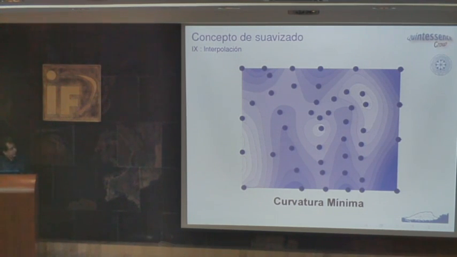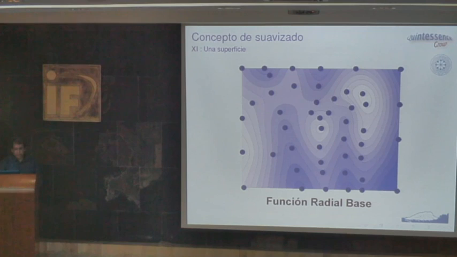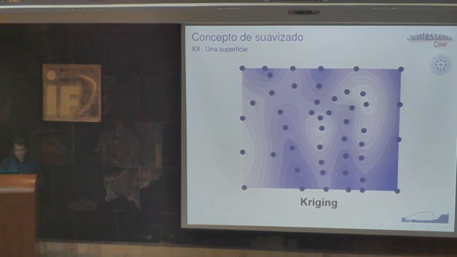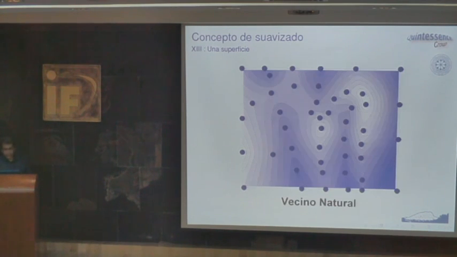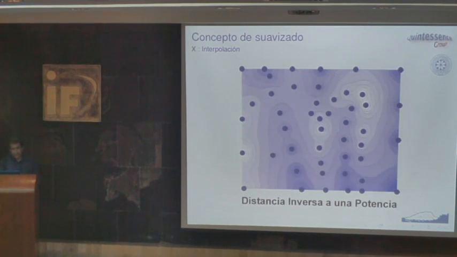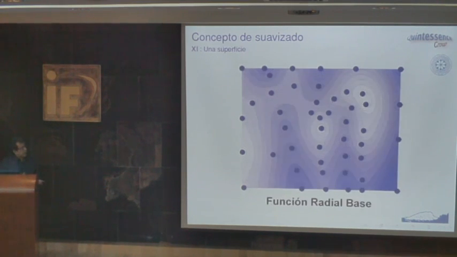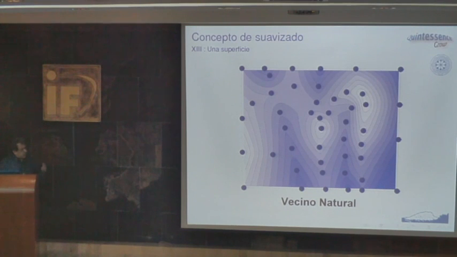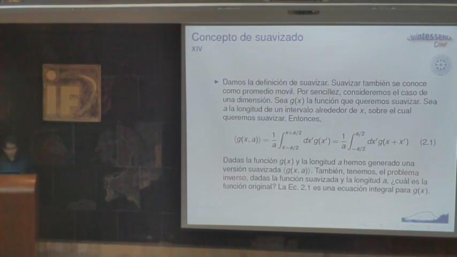So the result will depend on the kernel, and we have another radial basis in this case, and we have the Kriging. The Kriging is like a spline, but in 2D in this case, and the natural neighbor, for example. All these examples show that representing the information where I don't have measurements is dependent on the particular interpolation method. So that's one of the problems in the SPH.